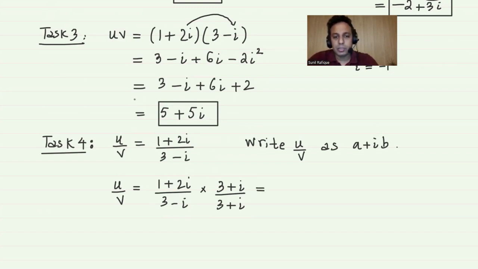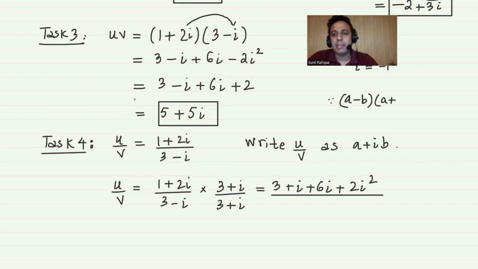Okay, let's do the simple multiplication. 1 times 3 is 3, plus i, plus 6i, and plus 2i squared, just like the product we did earlier. In the denominator, you can expand the double bracket, but know your algebra. There is an identity you've studied before: (a − b)(a + b) is a squared minus b squared. So save your energy and just go straight away for 9 − i squared.